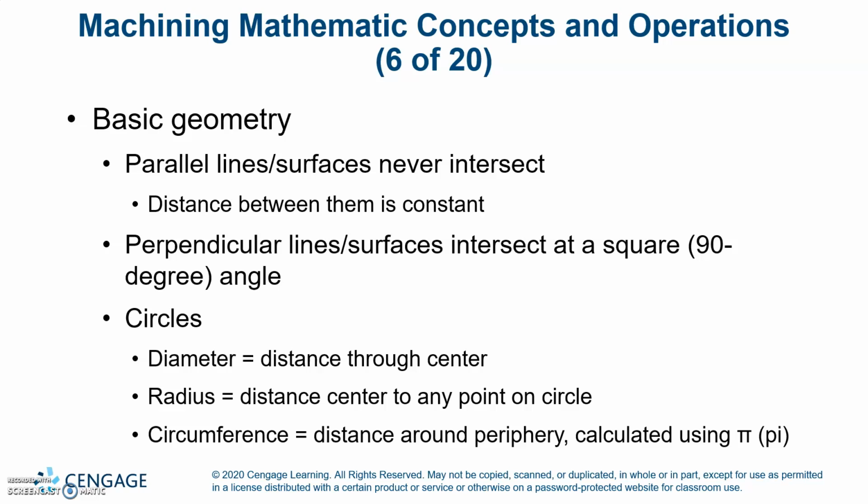Basic geometry. Parallel lines or surfaces never intersect, and the distance between them is constant. Perpendicular lines or surfaces intersect at a square 90-degree angle. In circles, diameter equals the distance through the center. Radius equals the distance from the center to any point of the circle. And then circumference, the distance around the periphery, is calculated using pi.